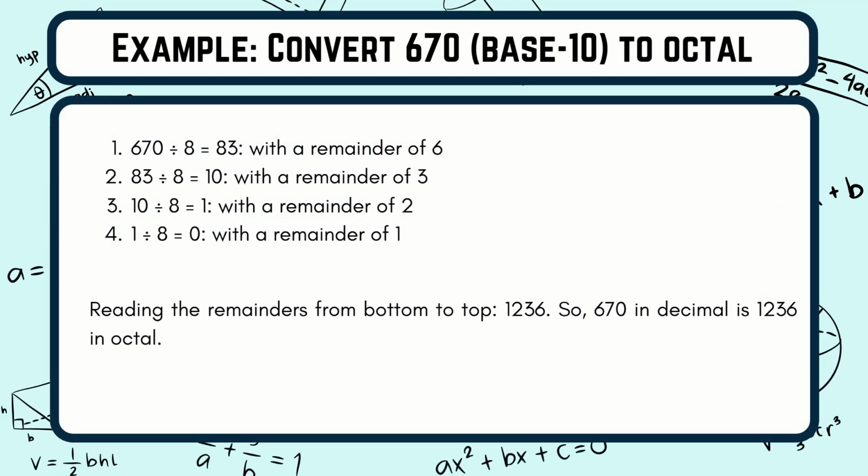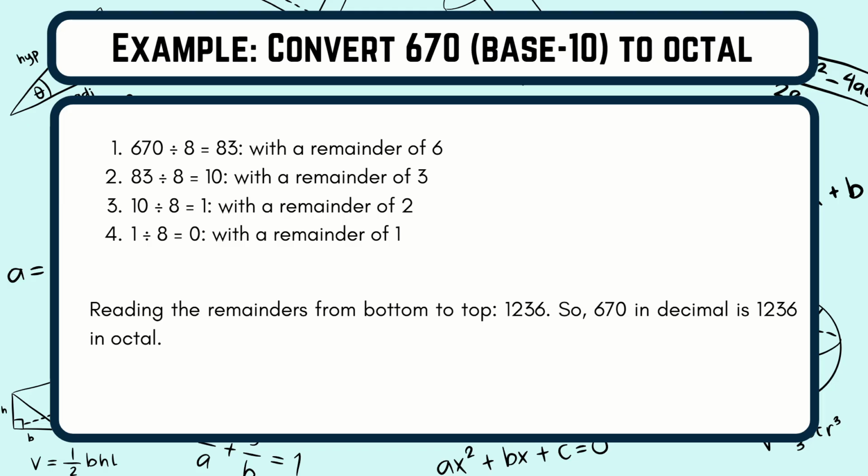So here's the example. In this part, we will convert 670 base 10 to octal. In the first one, we can see that we divided 670 by 8. So 670 divided by 8 equals 83, with a remainder of 6. Number 2, 83, the result coming from 670 divided by 8. So 83, let us divide it again by 8.